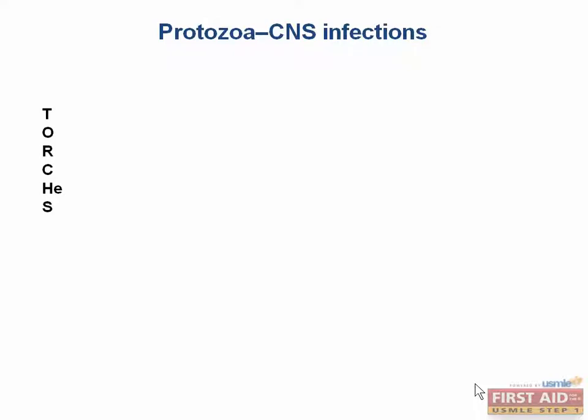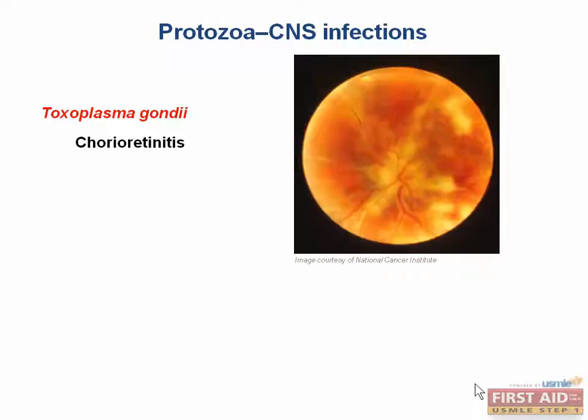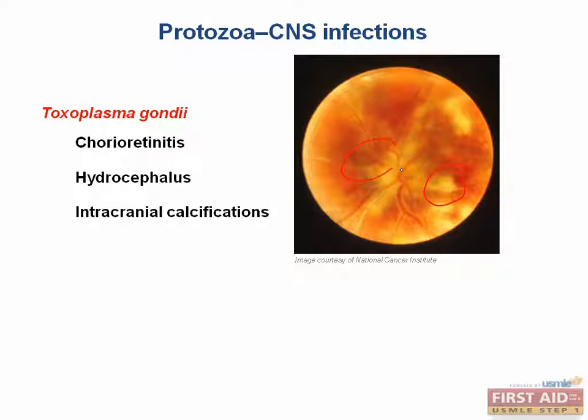The T in TORCHES is for Toxoplasma gondii. Can you recall the triad of congenital toxo that is classically described? Well, these neonates will usually have findings of chorioretinitis as well as hydrocephalus and intracranial calcifications. Here you can see what chorioretinitis looks like. It's an inflammation of the choroid.